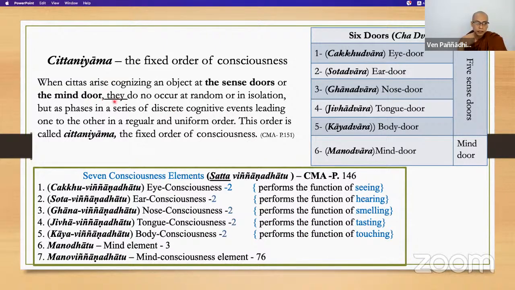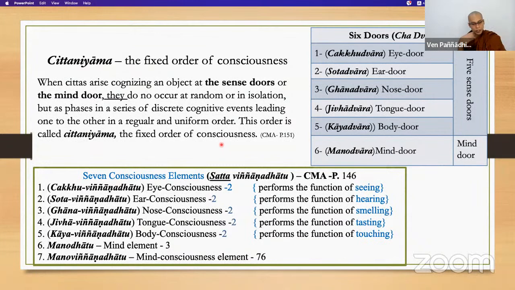Also, when consciousness arises, it cannot occur randomly or in isolation. It arises in a series of discrete, concrete events, a very systematic process, in regular or uniform order. You may wonder who made this order. It is according to its own nature, the fifth order. Nobody is managing it. We don't need to consider any powerful creature or living being to make the order; the nature itself does it. This is called the Citta Niyama, the fifth order of consciousness.